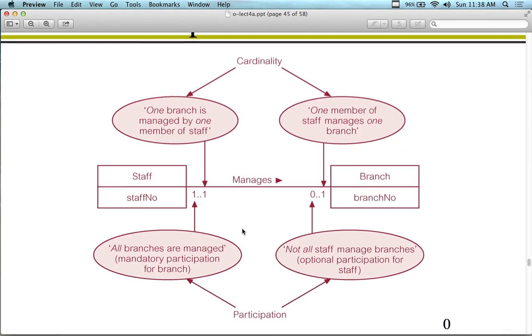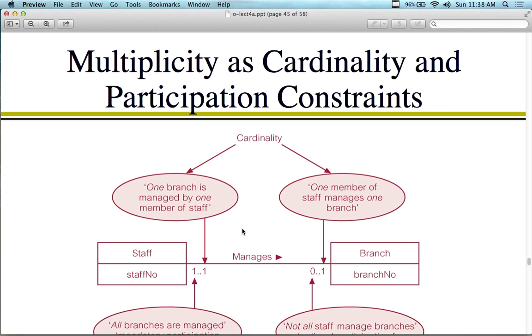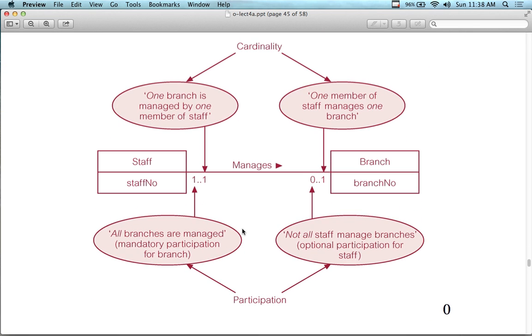Here it is. This is the slide I was looking for. Multiplicity is cardinality and participation constraints. So the cardinality is really technically the second number, and the participation is the first number. So in cardinality, one branch is managed by one member of the staff. That's a 1. And one member of the staff manages one branch. That's the 1. But the participation says that all branches are managed. There's mandatory participation for a branch.